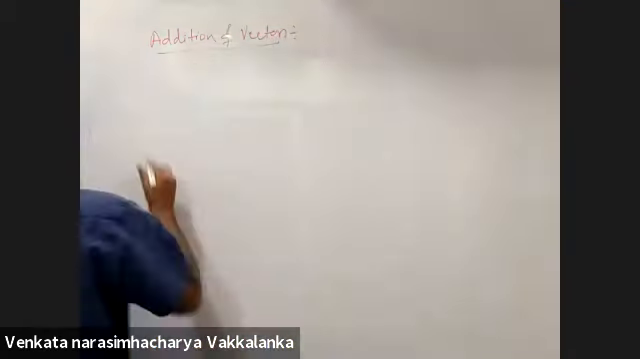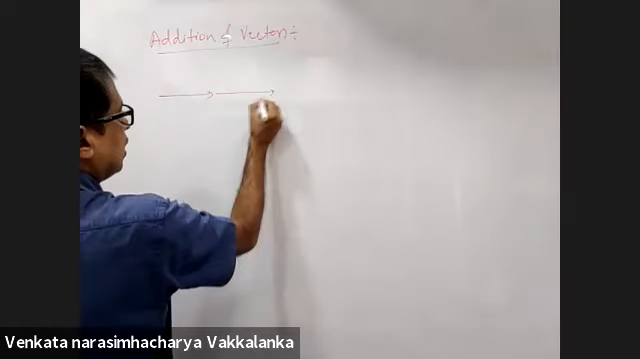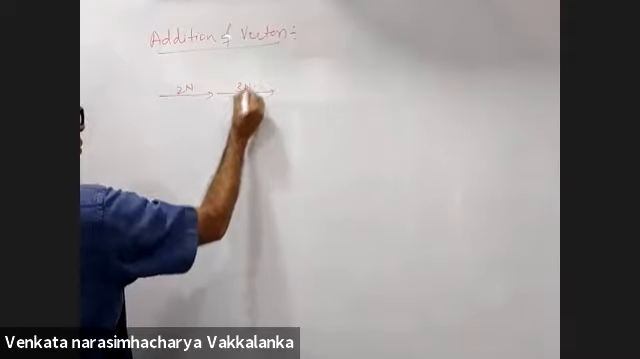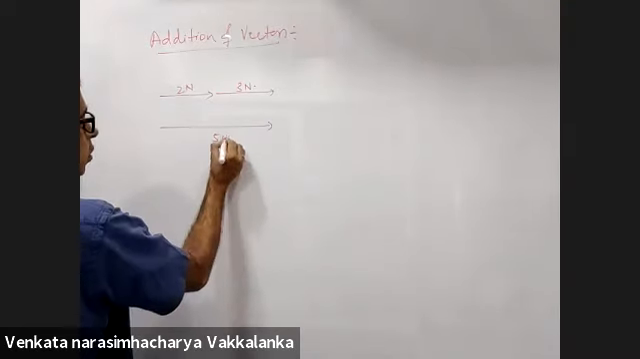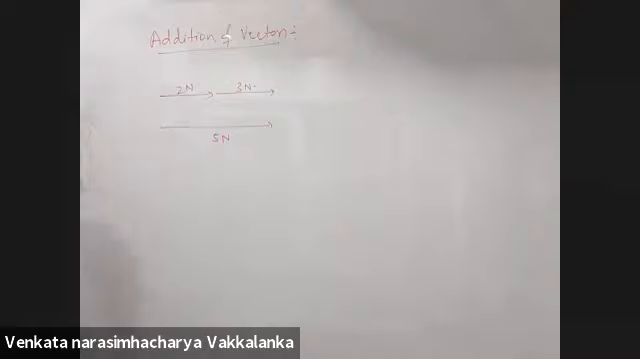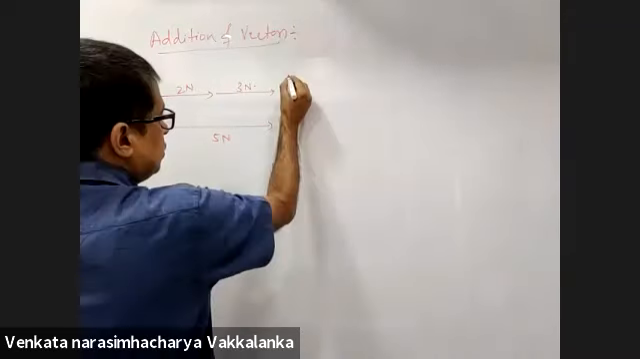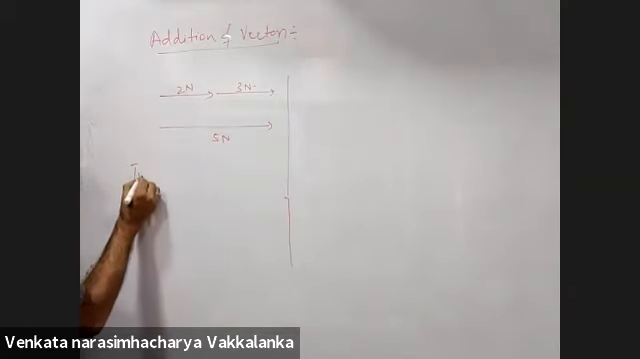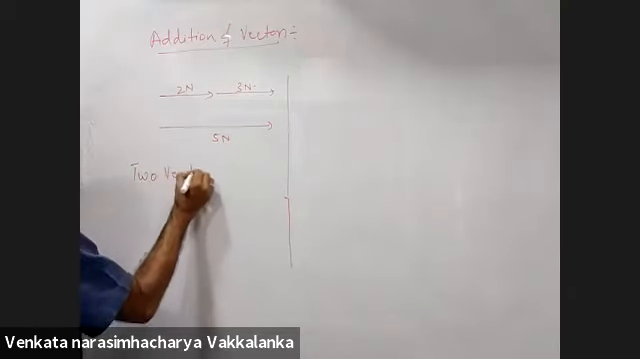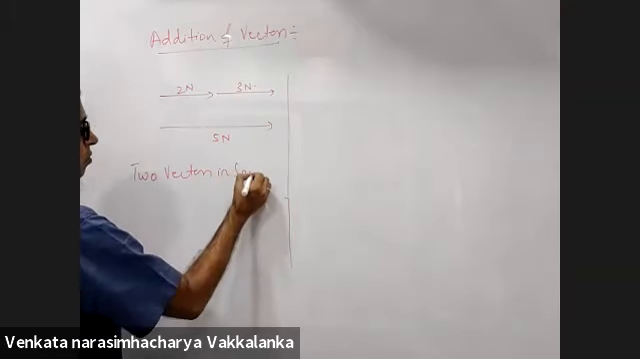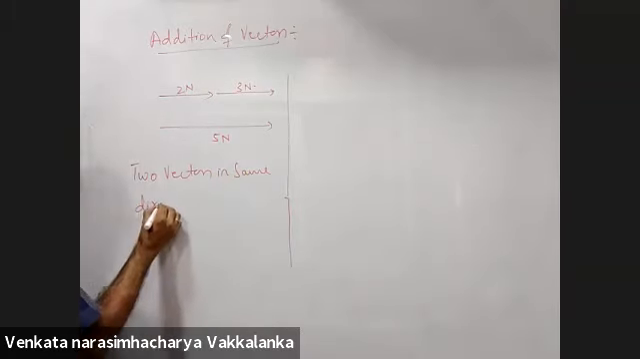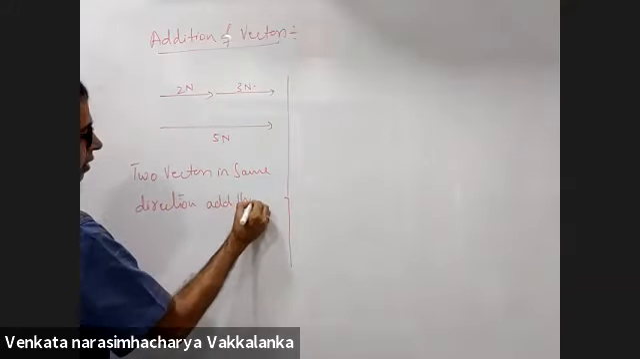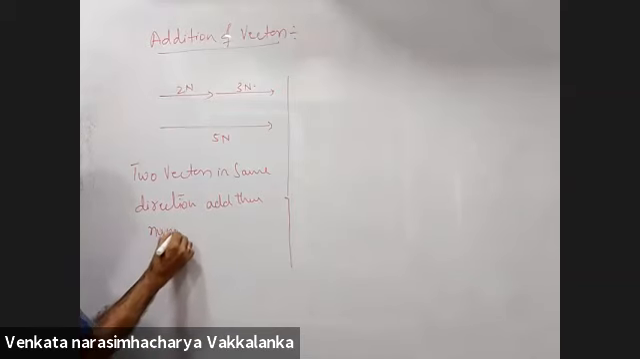Simplest addition will be when two vectors are in the same direction. 2 Newton, 3 Newton will be 5 Newton. This is the simplest thing that we can think of. If two vectors are in the same direction, add them numerically.